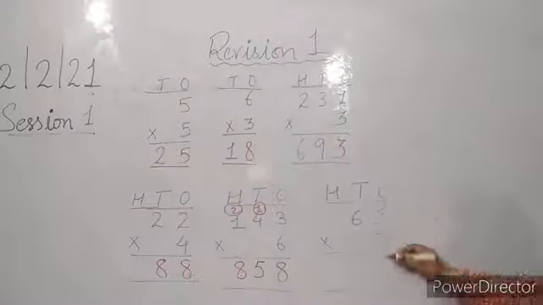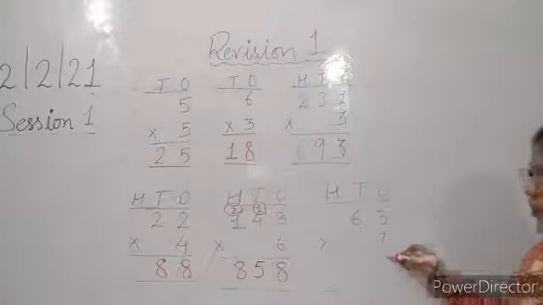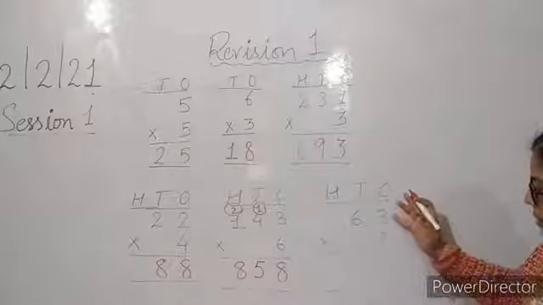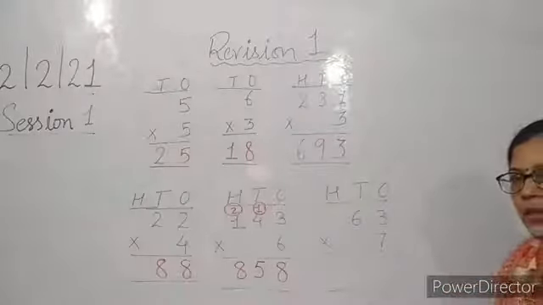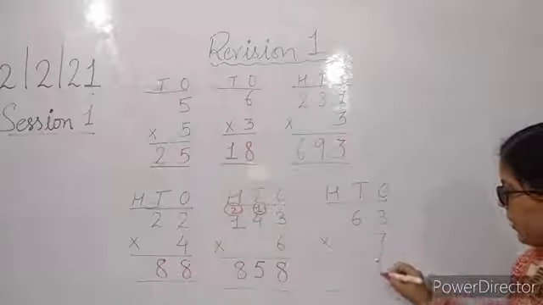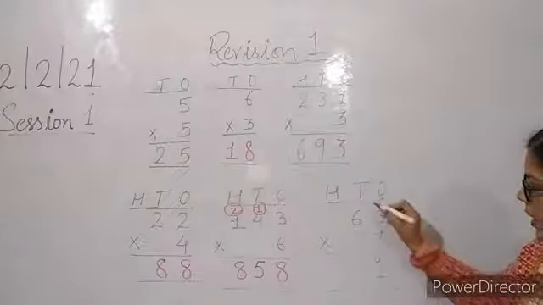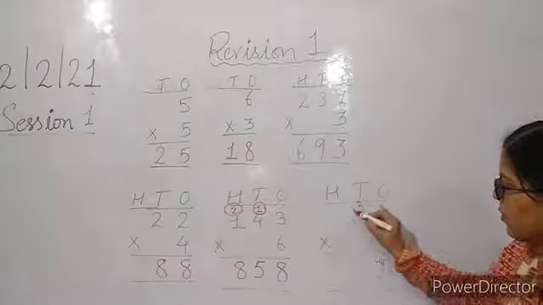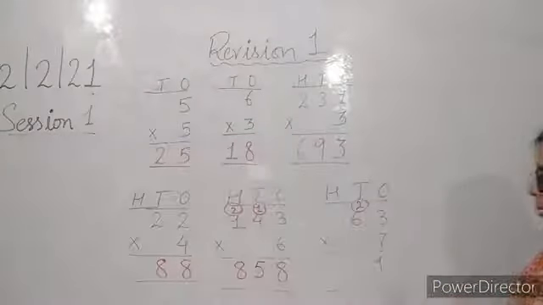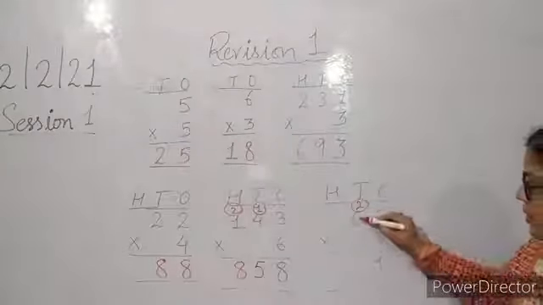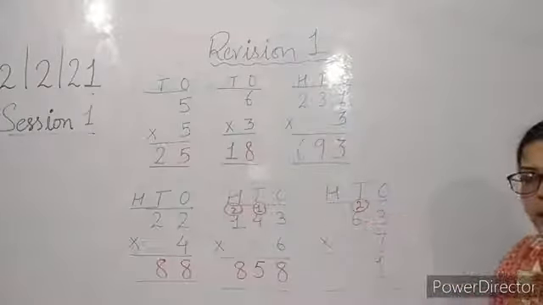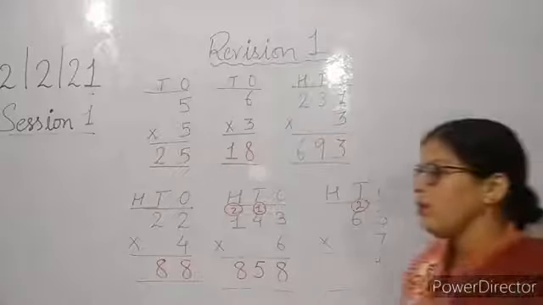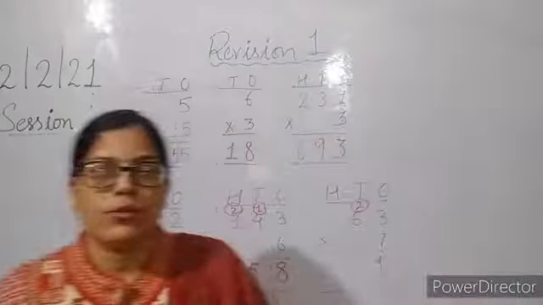Now 63 multiplied by 7. First we'll multiply 7 by 3. So 7 threes are 21. We'll write 1 in the answer line here and carry 2 to the next place. Now we'll multiply 7 by 6, the second place, that is the tens place. So 7 sixes are 42. 42 plus carry 2 is 44.